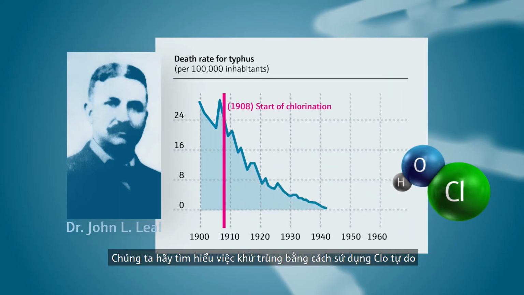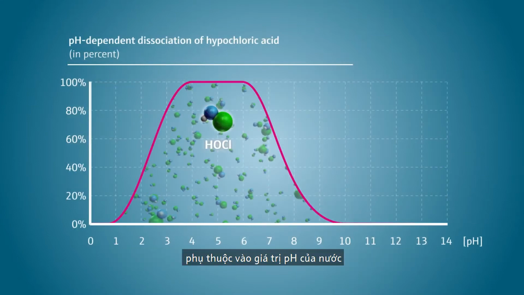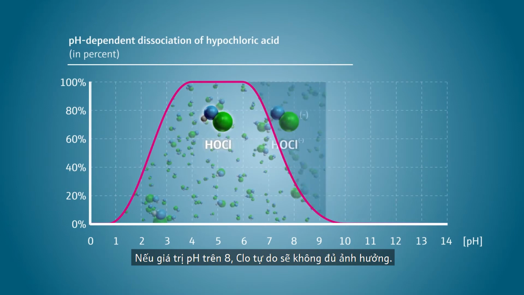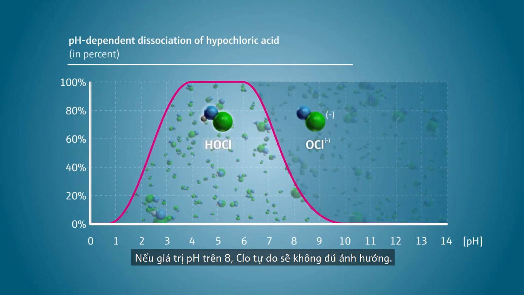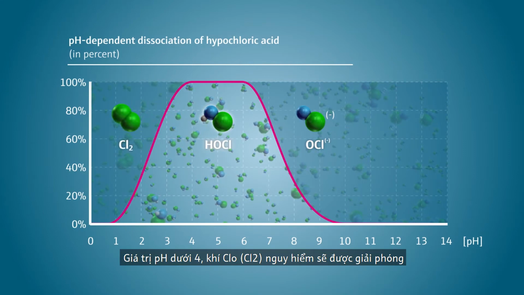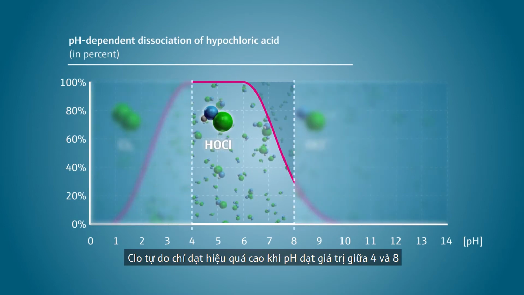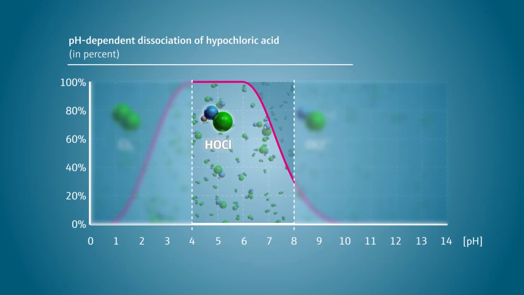Let's have a closer look at disinfection using free chlorine. The disinfection capacity and the chemical equilibrium of free chlorine depend on the pH value of the water. If the pH value is above 8, free chlorine is no longer sufficiently effective. At pH values below 4, even dangerous chlorine gas is released. The highest effectiveness of free chlorine is achieved between pH 4 and 8. A parallel pH measurement for compensation prevents distorted measured values.